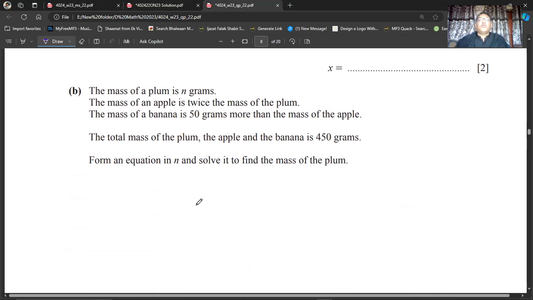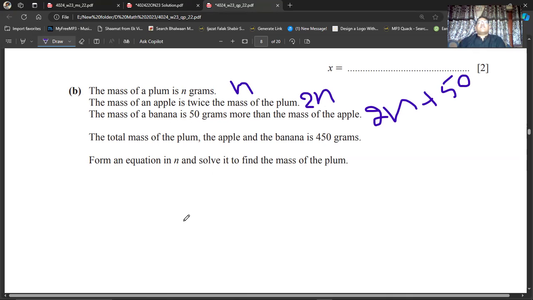Okay, question number 4 is B part. The mass of a plum is n grams. The mass of an apple is twice the mass of the plum. So it's basically 2n. And then he says the mass of the banana is 50 grams more than the mass of the apple. So this is 2n plus 50. So very simple. The mass of the plum is n.